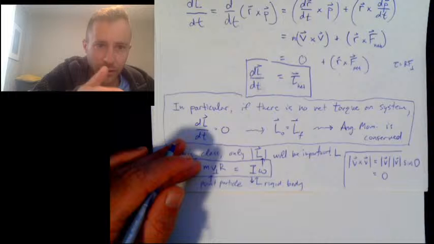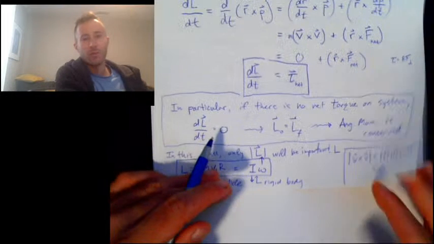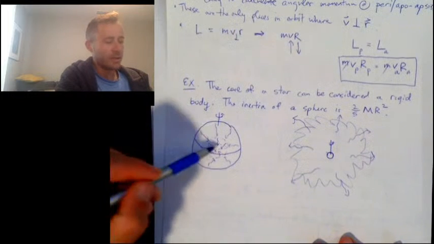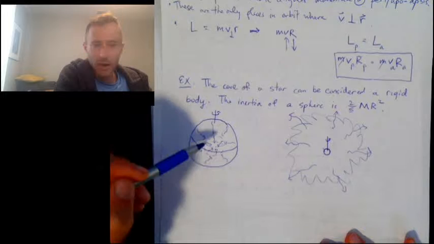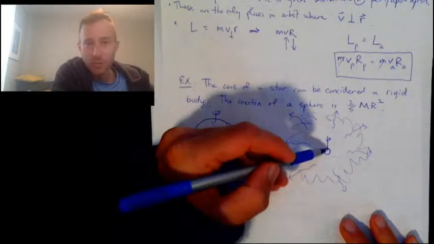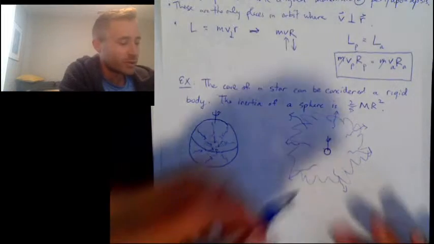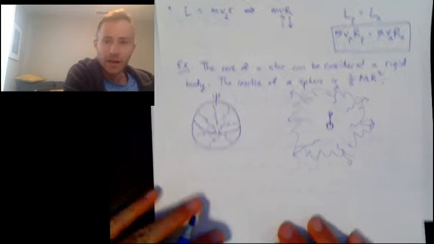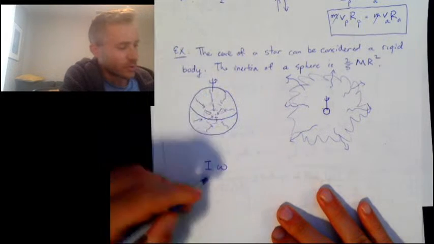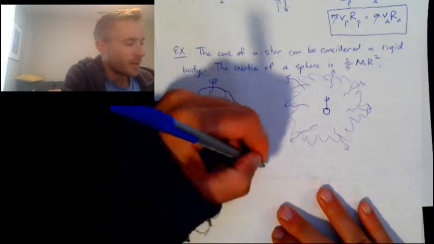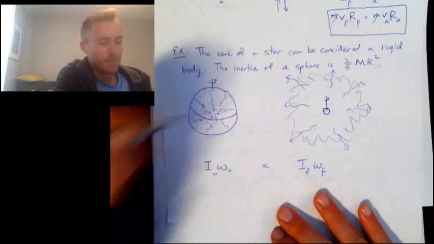But we're going to say that this is a neutron star. So basically what happens is that the small amount of spinning that the initial star had becomes an immense amount of spinning for the neutron star because it got compressed and its size went down. Okay, so you have I initial times omega initial equals I final times omega final.